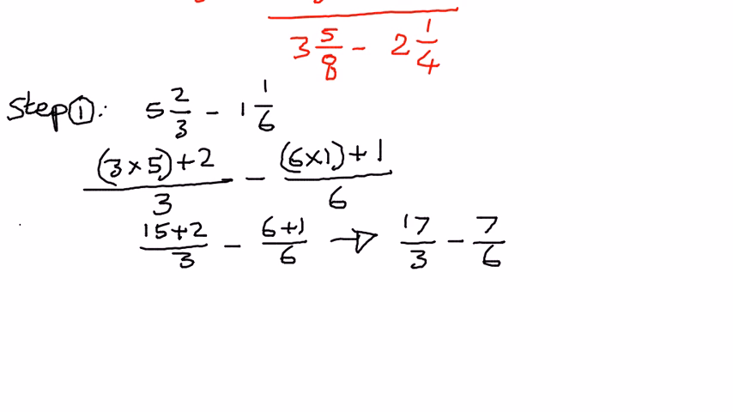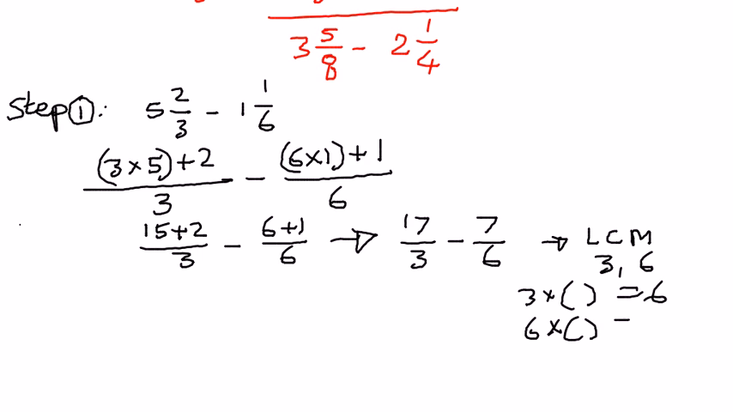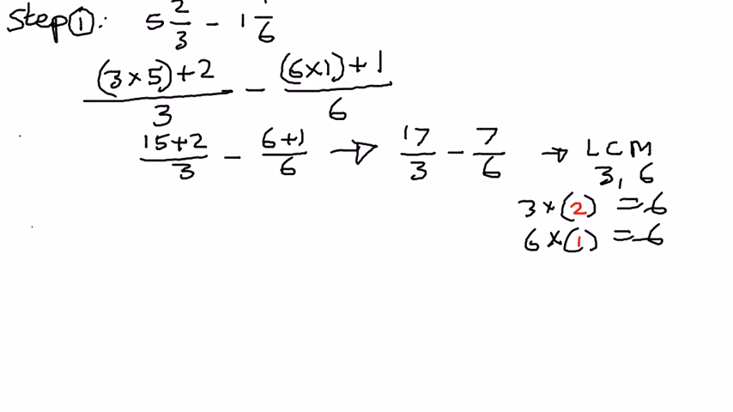We want to find the least common multiple for the numbers 3 and 6. As we can see, 6 is a multiple of 3. So we want to write it this way. 3 times what number is equal to 6, and then 6 times what number equals 6. We know that 3 times 2 is equal to 6. 6 times 1 is equal to 6. So the common denominator for these two fractions is going to be equal to 6.